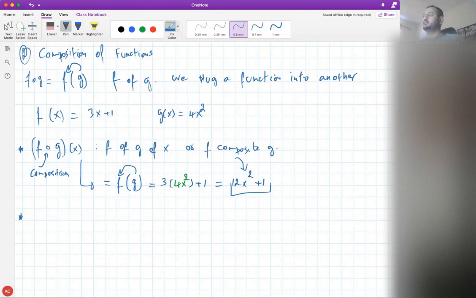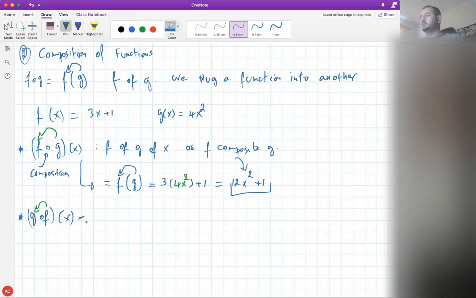So f of g. So basically, again, g goes into f. Whatever the order is, the second one goes into the first one. It could be f of g, or it could also be the other way around, g of f, which is different. So this one is g of f of x. This time we're plugging f into g.